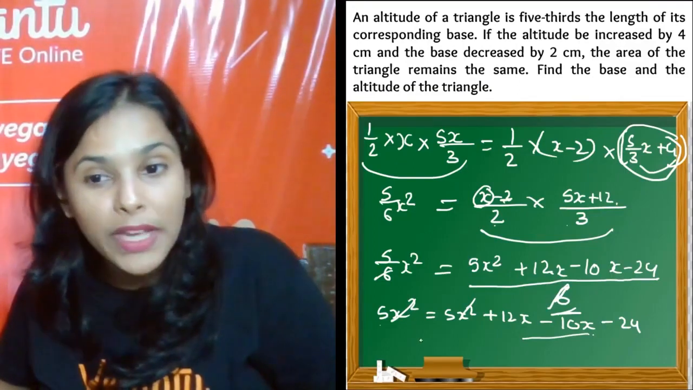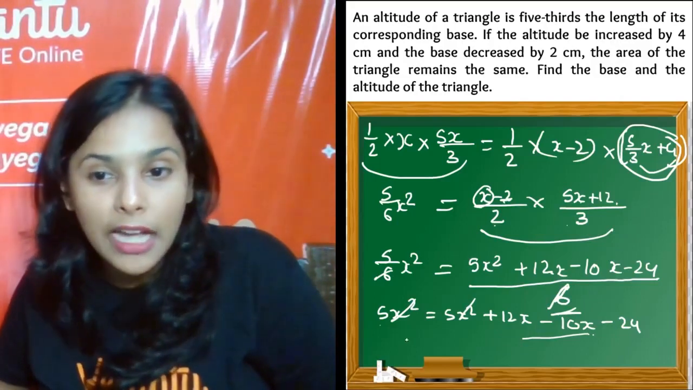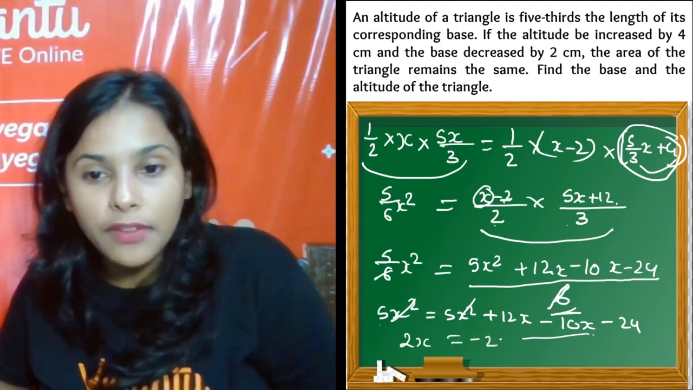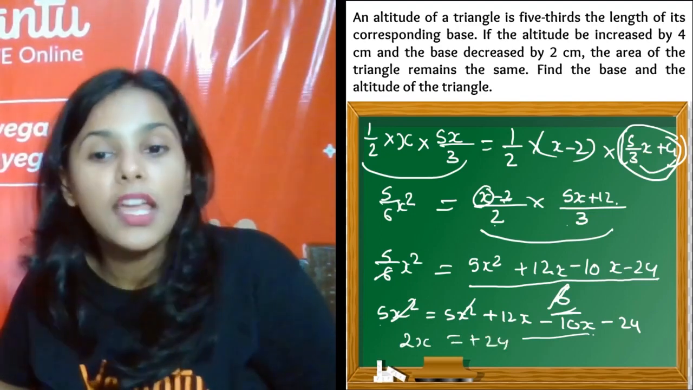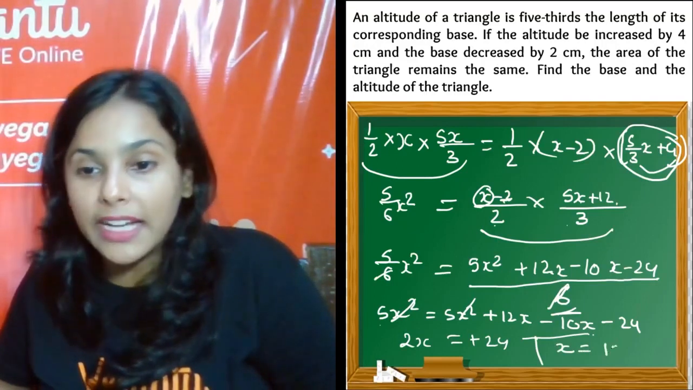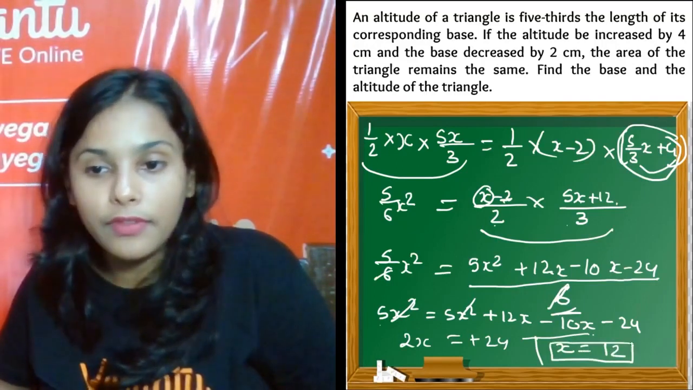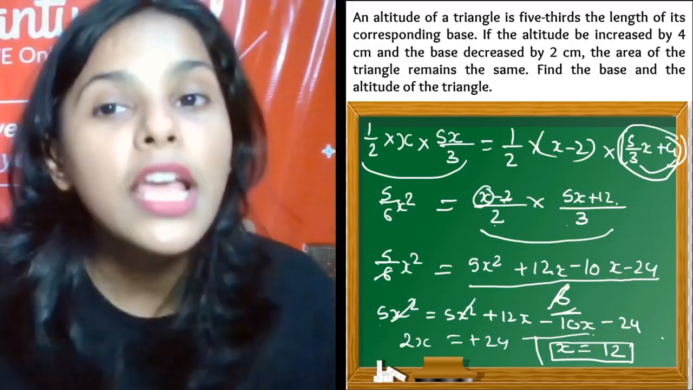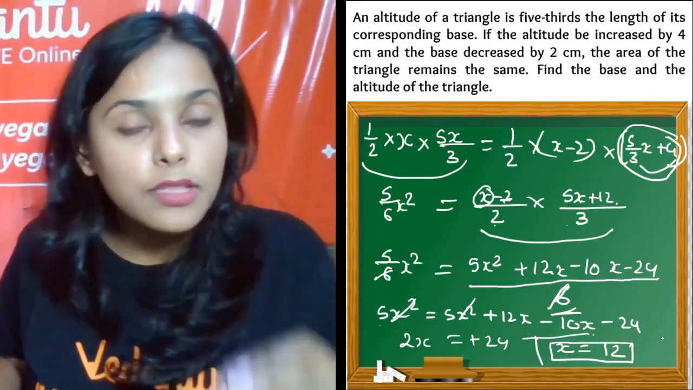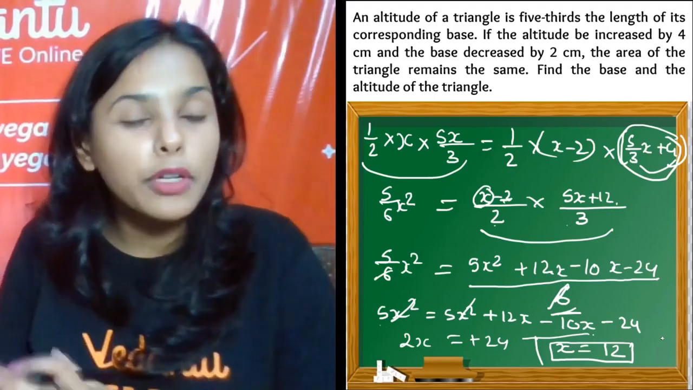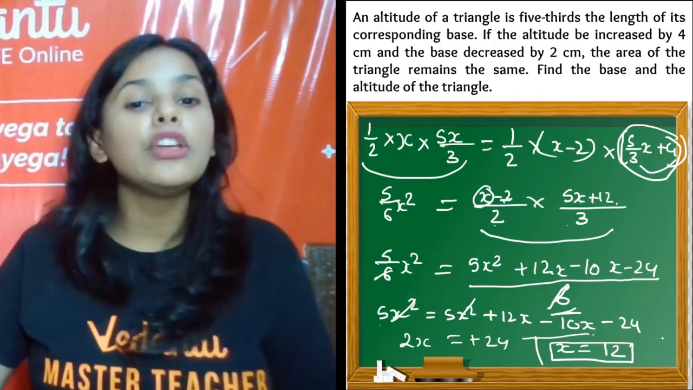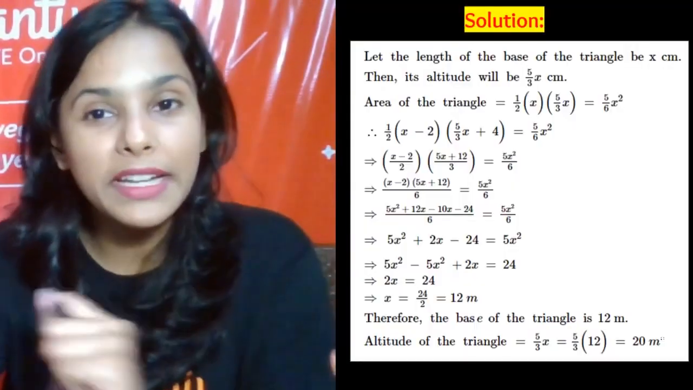Now taking this 2x to this side, इधर आ गया आपका 2x इज इक्वल टू माइनस ऑफ 24, ये प्लस बन गया. ठीक है, अब x will be equal to 24 upon 2, that will be equal to 12. Simple. Isn't that simple? If you let that x would be 12, then base would be 12. Now height would be 5 by 3 of 12. So 5 by 3 of 12 will be equal to 20.